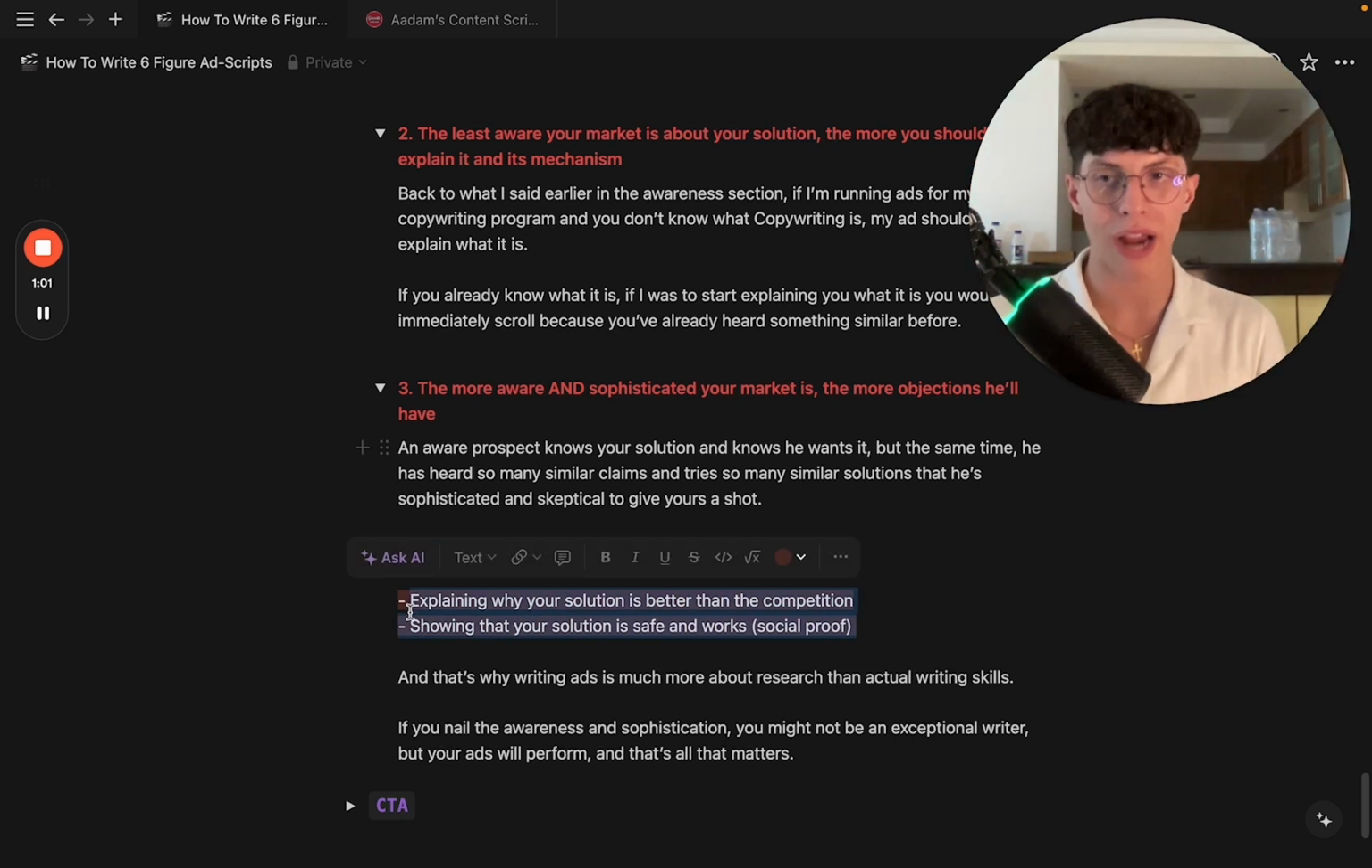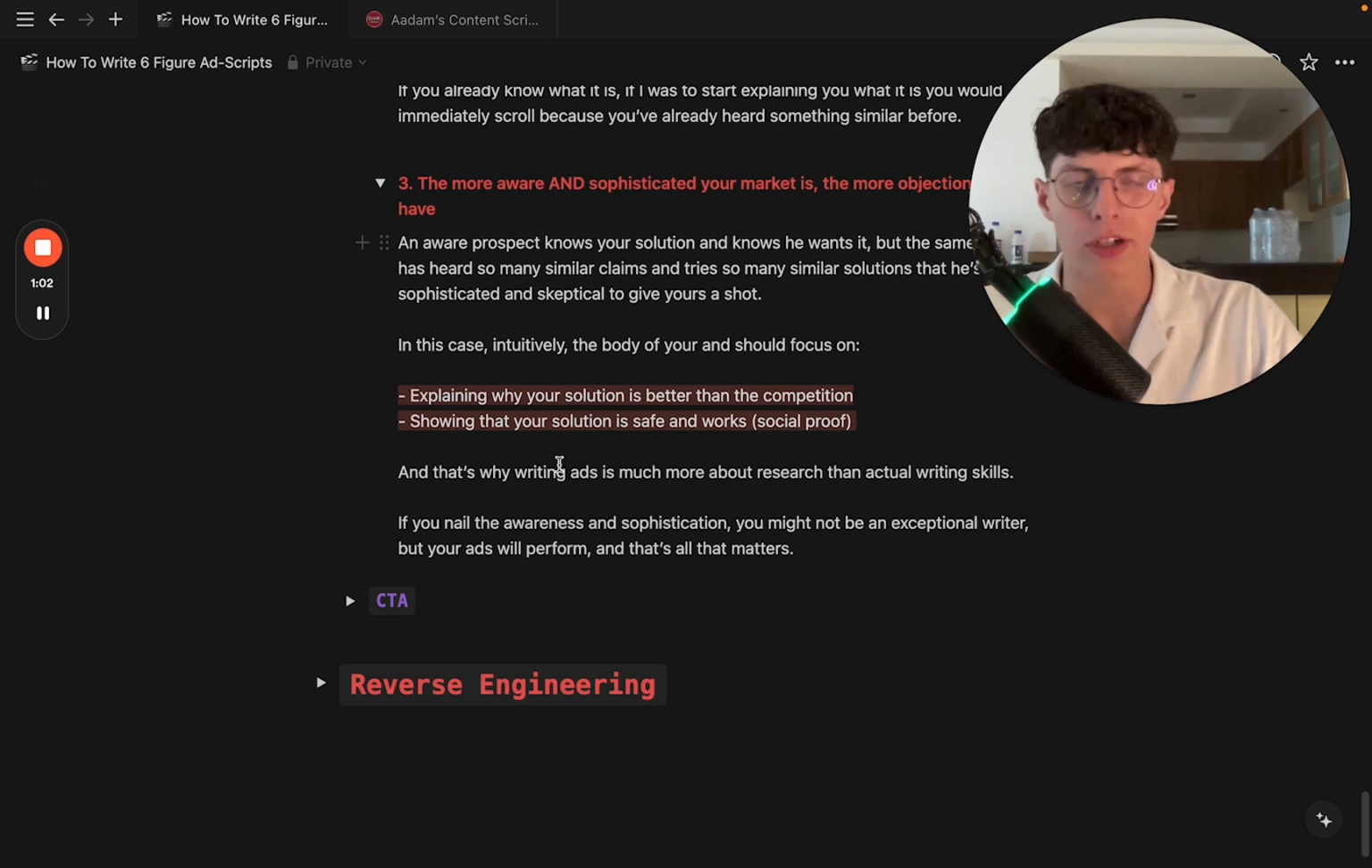Think about what objections and predispositions your target audience has right now and kill those in the body of your ad. And this really proves to you that research is much more important than how you write the ads. There's not really a structure, hook, body, offer, go from this to... No, it all changes based on how aware and sophisticated your market is. It literally all changes based on those two factors. But if you nail the awareness and sophistication, you might not be an exceptional writer, but your ads will perform. And that is all that matters at the end of the day.